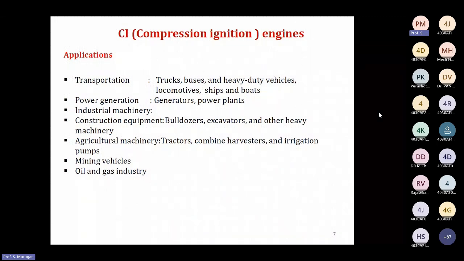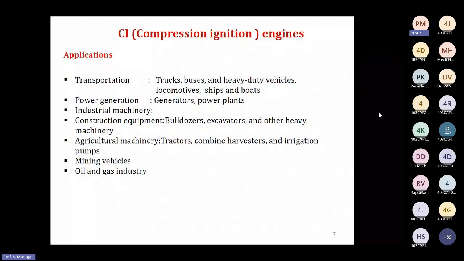Why do I focus on compression ignition engines? Because they have wide applications. Compression ignition engines can be used in transportation like trucks, buses, heavy duty vehicles, locomotives, ships, and boats. And CI engines are also used in generators and power plants. They are used in industrial machineries like construction machineries. They are also used in construction equipment like bulldozers, excavators, and other heavy machineries.